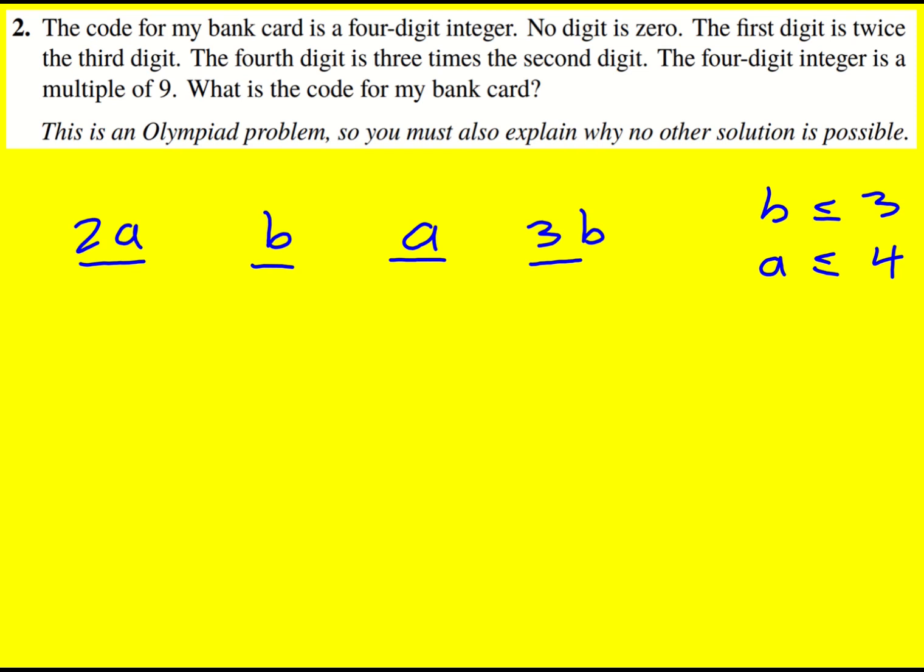Right, so that means a number is a multiple of 9 if its digit sum is also a multiple of 9. For example, 729, that's actually 9 cubed. If you add the digits up, you get 18. Because 18 is divisible by 9, then the original number is as well. So what this means is that 2A plus B plus A plus 3B is a multiple of 9.